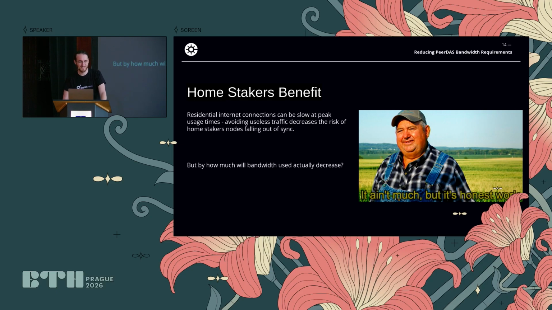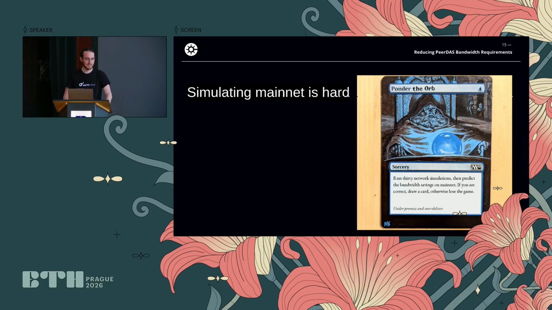And in the description of this talk, I promised some numbers, like how much bandwidth we will actually save. And first of all, a disclaimer: it's really, really hard. It's basically looking into a crystal ball. We run some simulations, but simulating mainnet is very hard. There are like 10,000 nodes. Conditions are varying all the time. So take everything I say with a pinch of salt. And also the numbers I'm going to show you are not to be seen as absolute numbers, but more like a relative comparison between scenarios.